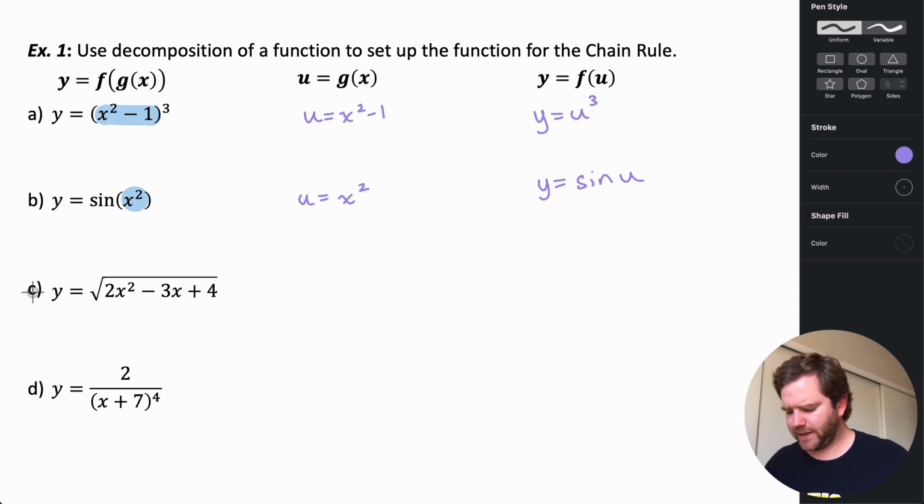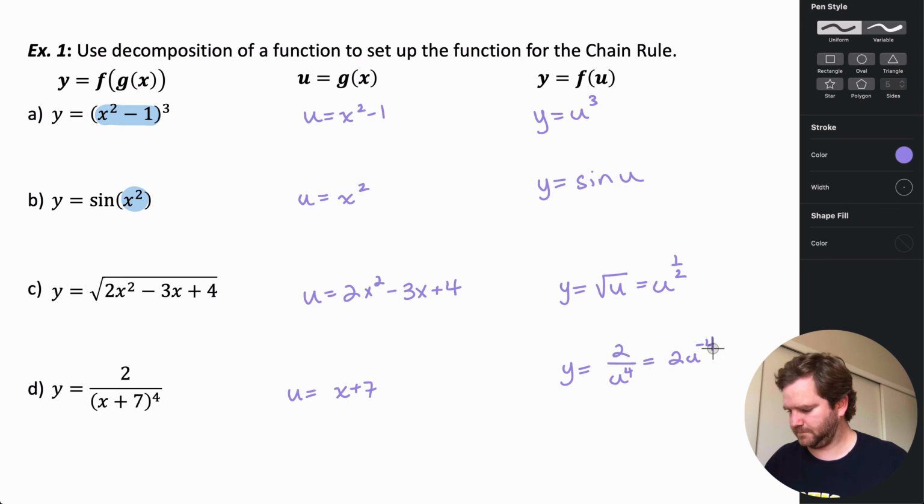So I want you to try C and D, see if you can figure out what u should be, and then rewrite your function y in terms of u. So go ahead and pause the video, try and work through these last two parts of this example, and then we'll come back together and talk about this.